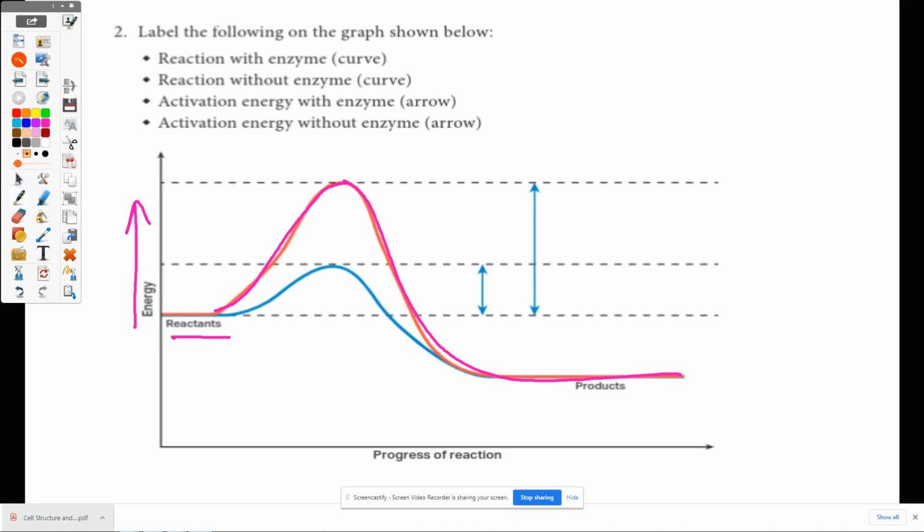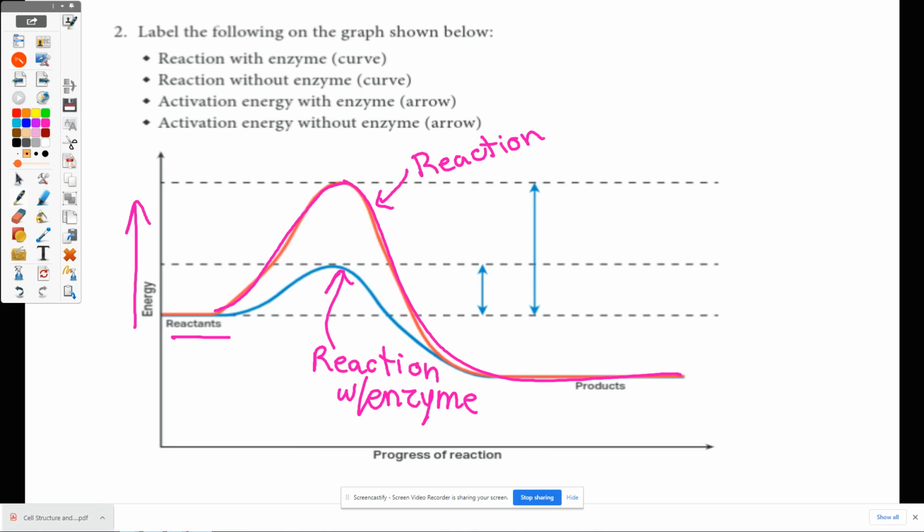And then in this blue line, we invest a lot less energy. So the one with less energy, this line, would represent the reaction with an enzyme. Because remember, enzymes reduce the amount of activation energy required. So this piece would represent the reaction without an enzyme.